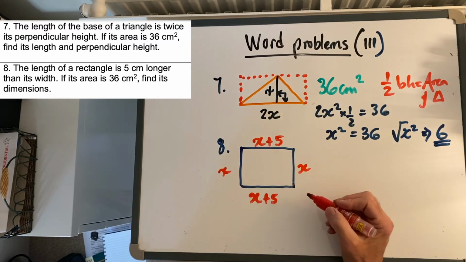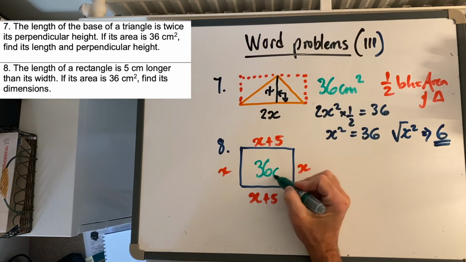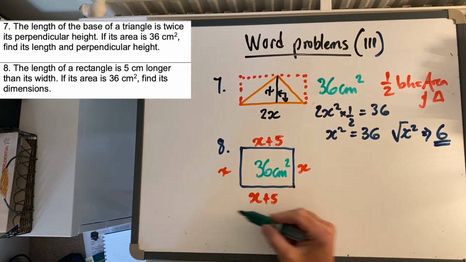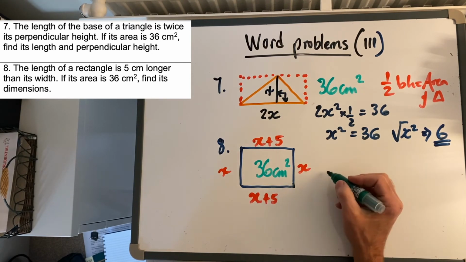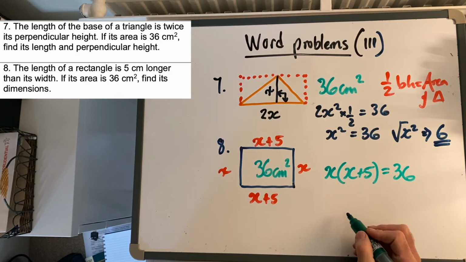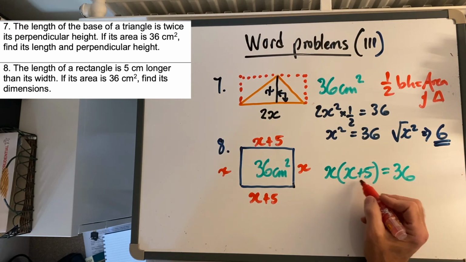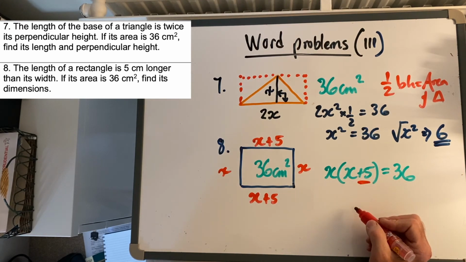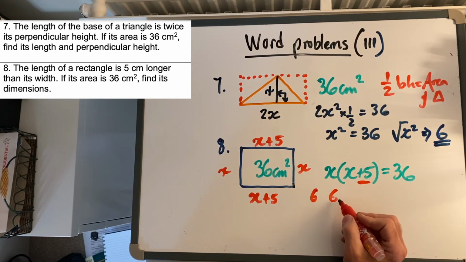We've seen this before, but they're now telling us that the area is 36 centimeters squared. So how do I work out area here? Well, as we said, it's base times height. So I'm going to say it's x times x plus 5 equals 36. And now this is going to be really kind of tricky. To do this, your best bet is to think of 2 numbers that multiply together to make 36, whose difference is 5. You know 6 and 6 make 36, but their difference is 0. So let's think of other numbers.